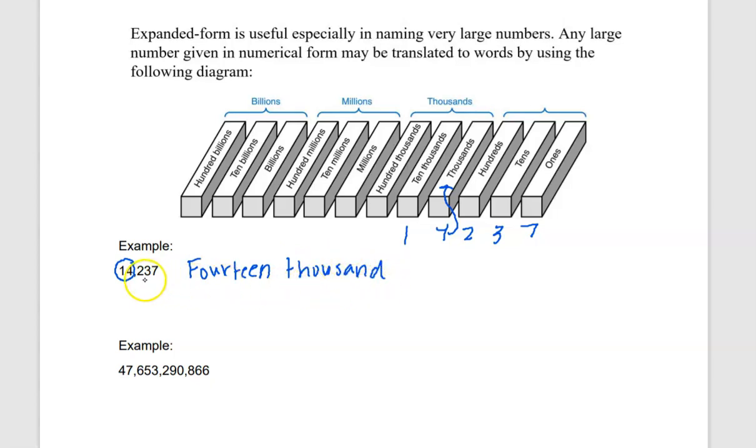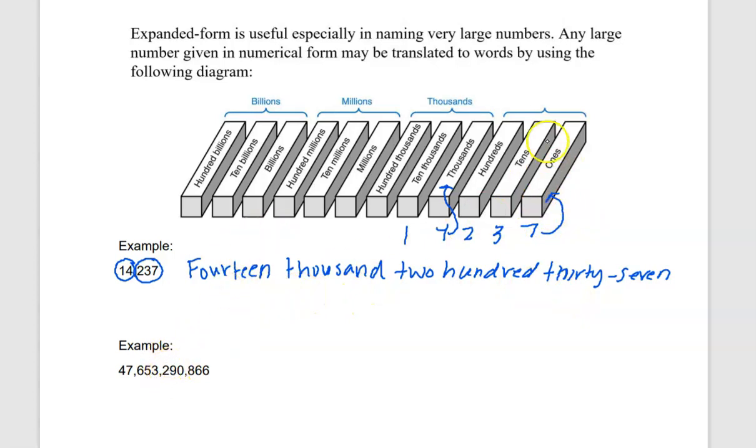Okay, then I'm going to look at my second group of numbers. I'm going to read that and ignore the 14, and so that would be 237. Now we know that the 7 is in the ones place, so we don't have to put 237 ones. We don't put that, okay?